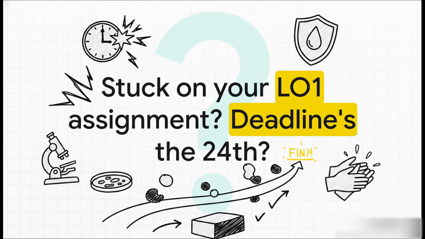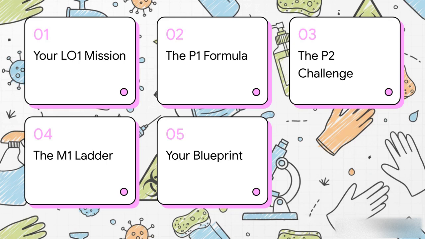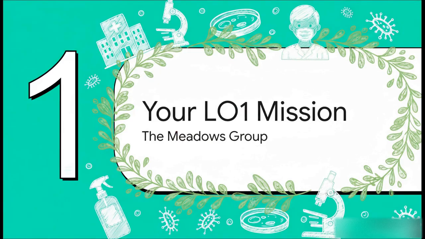I get it. That deadline, the 24th, is coming up fast. But hey, don't worry. By the end of this, we're going to build a really clear plan together so you can turn that stress into a solid piece of work. So here's our game plan. We'll start with the main mission, then we'll break down the exact formulas for P1, P2, and M1. And finally, we'll pull it all together into a super simple blueprint you can just follow. Okay, let's dive in.